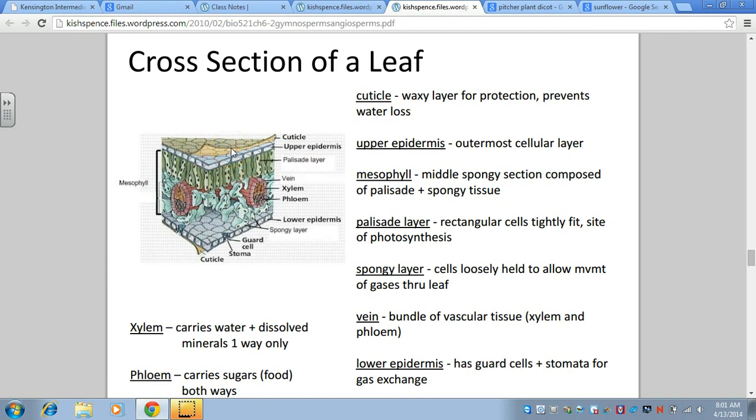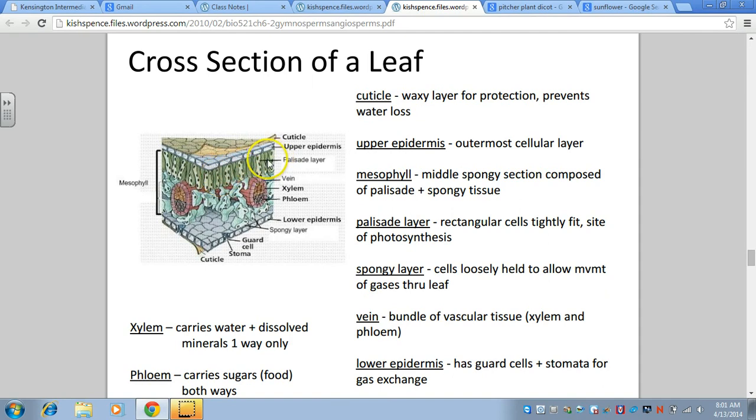And the cuticle is a waxy covering that prevents them from losing water. So it's really important. The middle stuff between the two layers of what we think of like skin, so between the two epidermal layers, is called mesophyll. And that's a middle spongy section. Okay? So if this is the top of the leaf, then right underneath it, there's got to be lots of chloroplasts in those cells, because that would be this part that's exposed most to the sun.